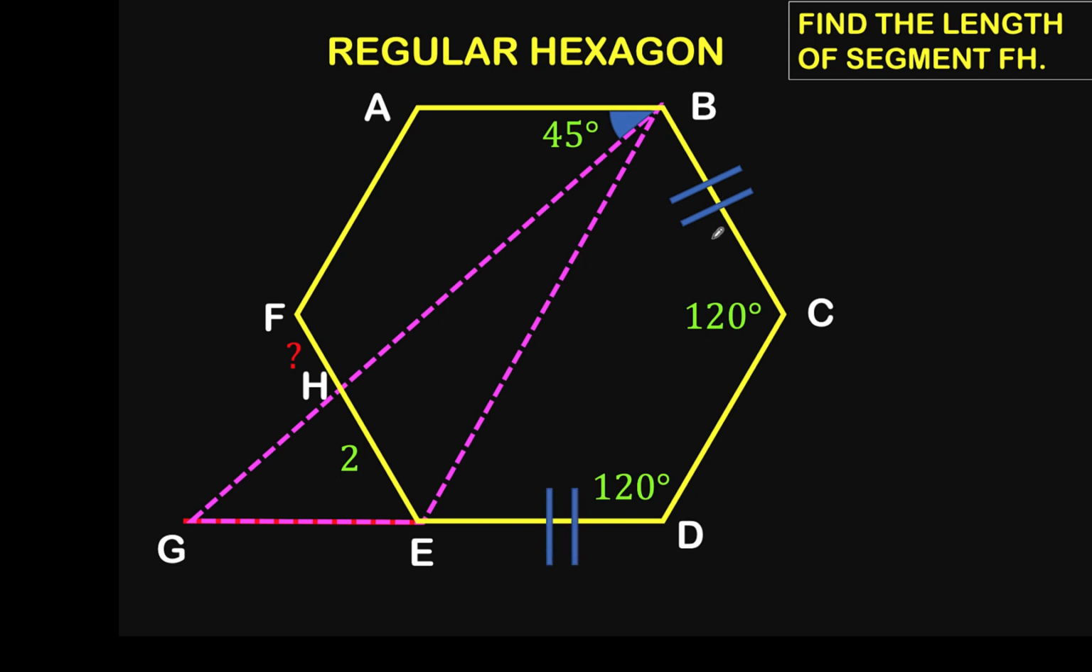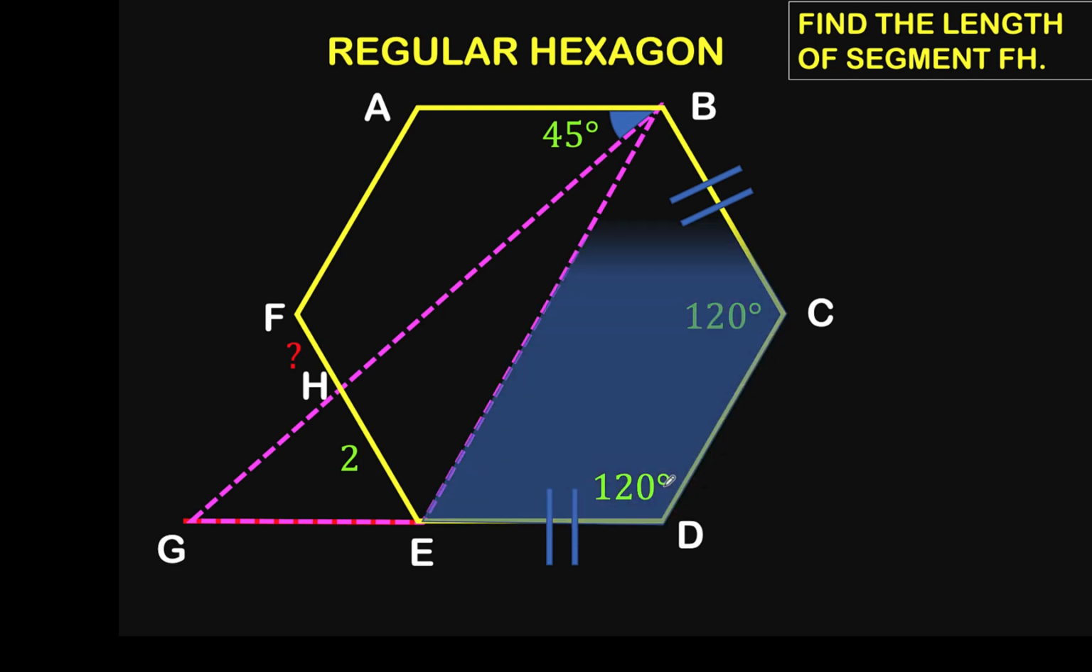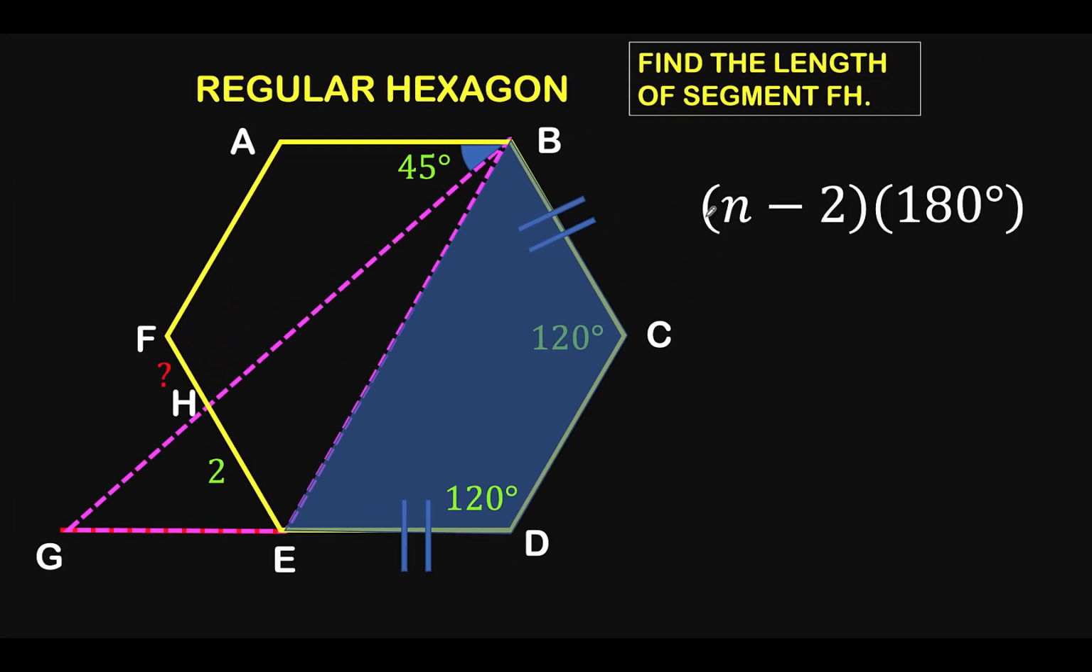At this point, let's focus first on these 2 equal sides and these 2 equal angles, and we have here an isosceles trapezoid, which implies that the base angles, angle CBE and angle DEB, are also congruent. Now, using the sum of the angles formula again, in this isosceles trapezoid, our n is 4 because a trapezoid is a polygon with 4 sides. So n minus 2 becomes 4 minus 2, or 2, times 180. So the sum of all the angles of this quadrilateral is 360 degrees.